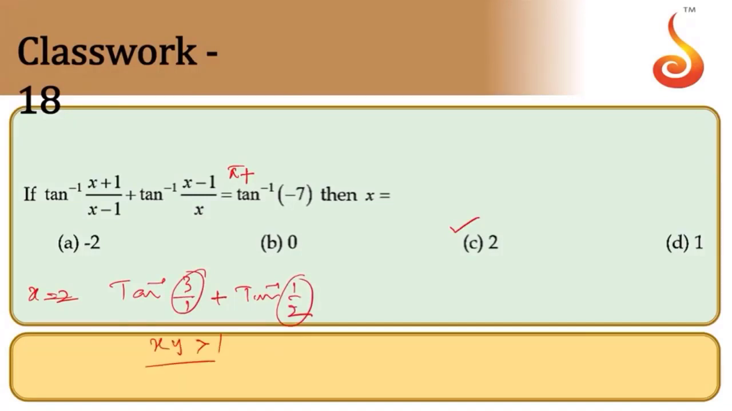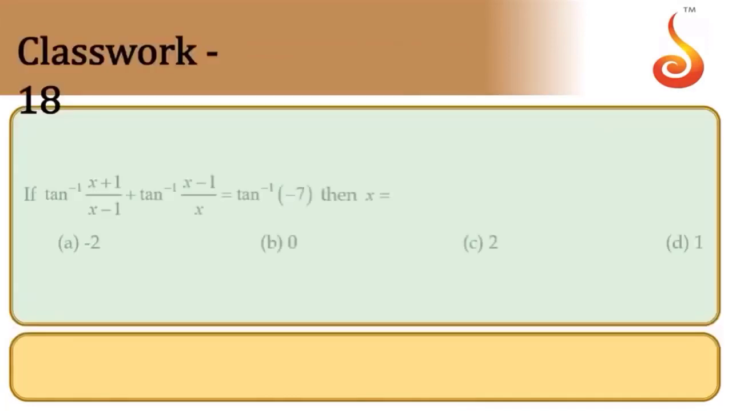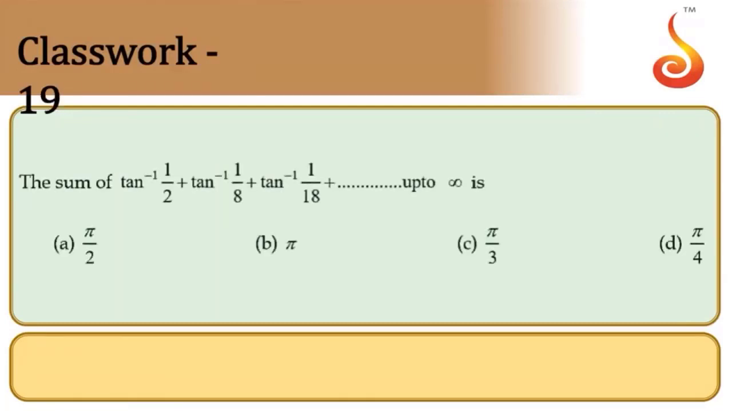This is x and this is y. x into y is greater than 1. So that can be written as pi plus tan inverse of 3 plus 1 by 2 divided by 1 minus 3 by 2, which is nothing but pi plus tan inverse of minus 7. So the answer is satisfying it. So x equals 2 will be the solution for the problem. So it is supposed to be pi plus tan inverse 7.